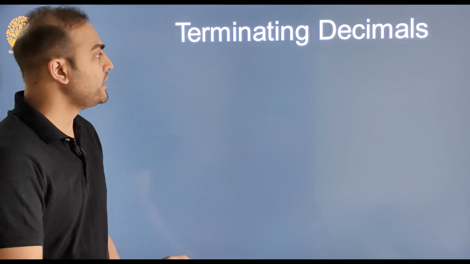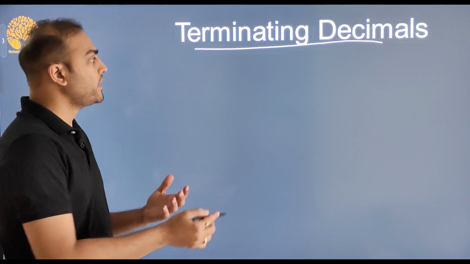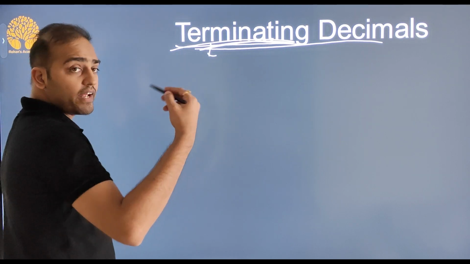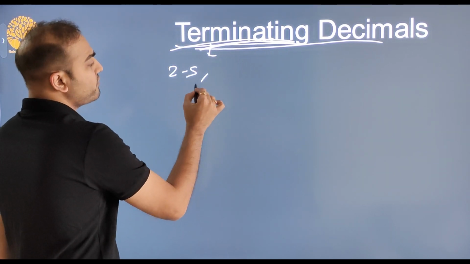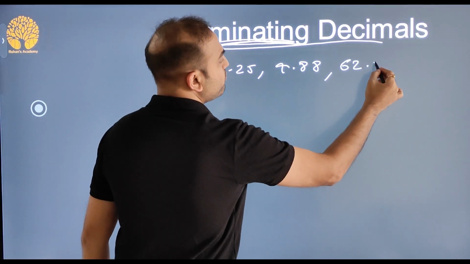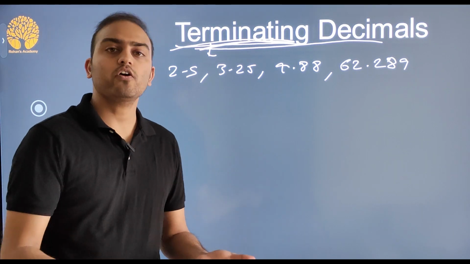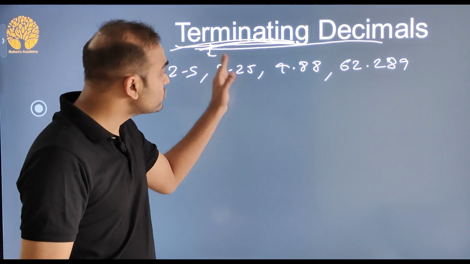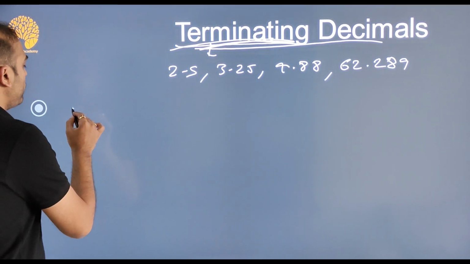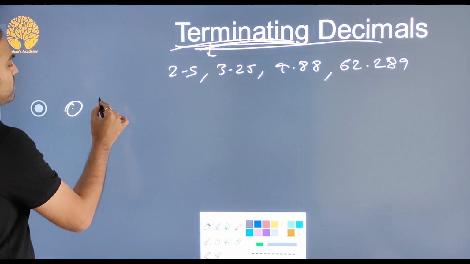Okay, continuing, now we have terminating decimals, right? So as we discussed, what are terminating decimals? Values that terminate after a certain point. Terminate means values that stop after a certain decimal point, right? 2.5, 3.25, 4.88, 62.289, right? All these are called terminating decimals. Why are they called terminating decimals? Because the values stop or terminate after a certain number of decimal places.